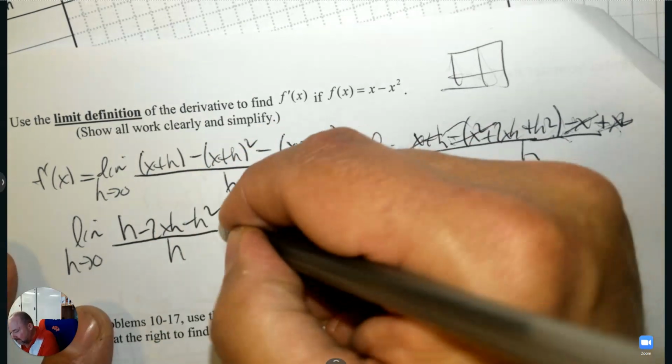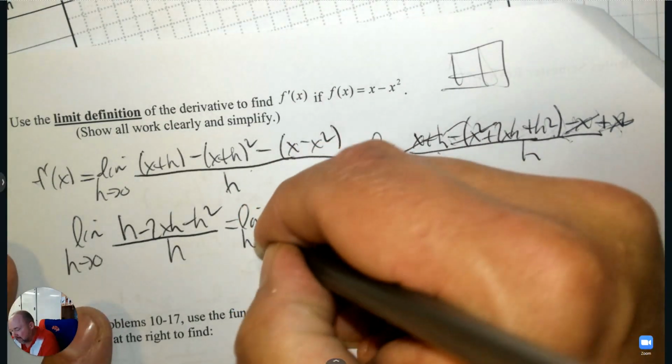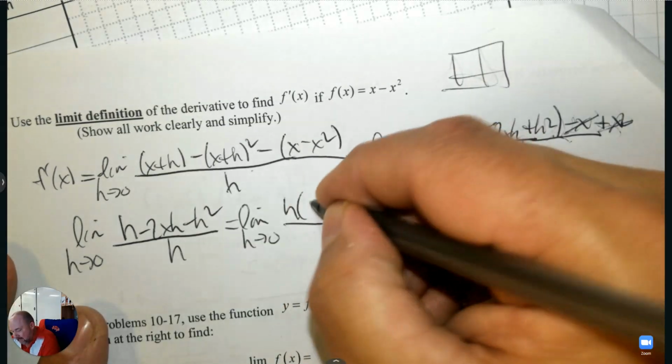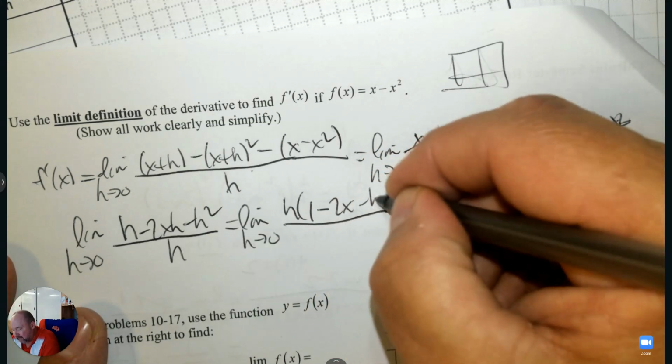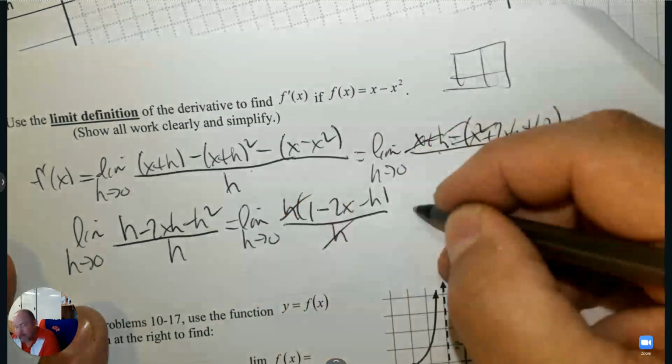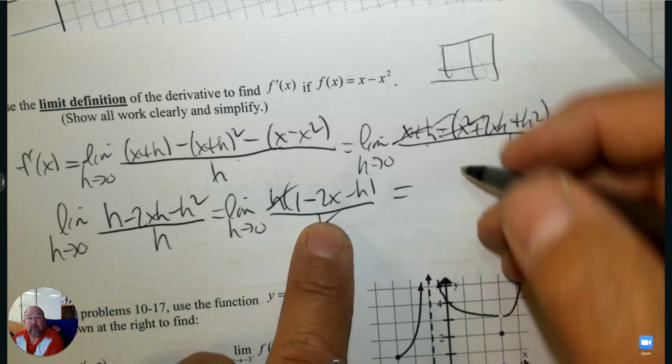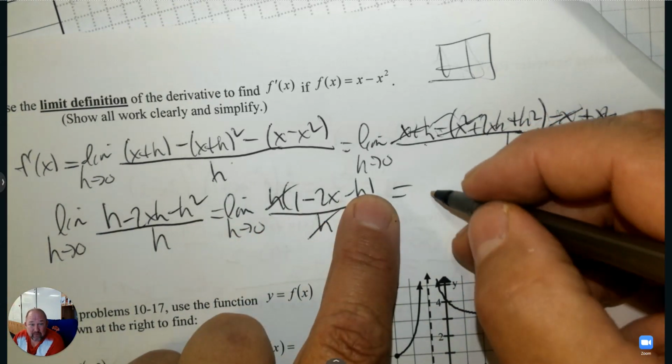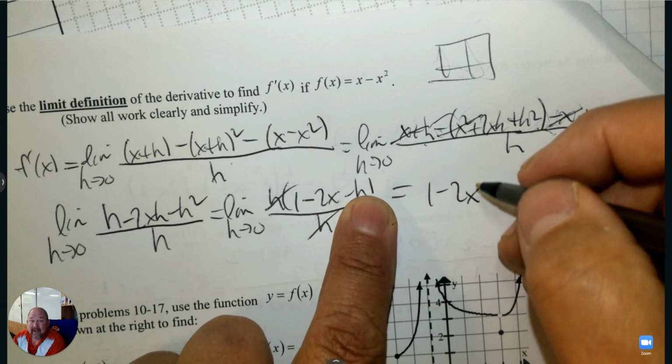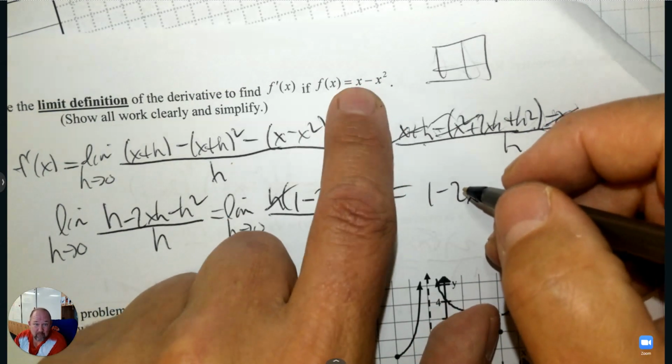Factor out an h. Notice I'm still writing limit notation, and I get 1 minus 2x minus h. At this step, we can remove the h from the denominator, which is what we needed, and then when you plug in 0 for h, you get your answer. Done. And if you take the derivative with shortcuts, it's 1 minus 2x.